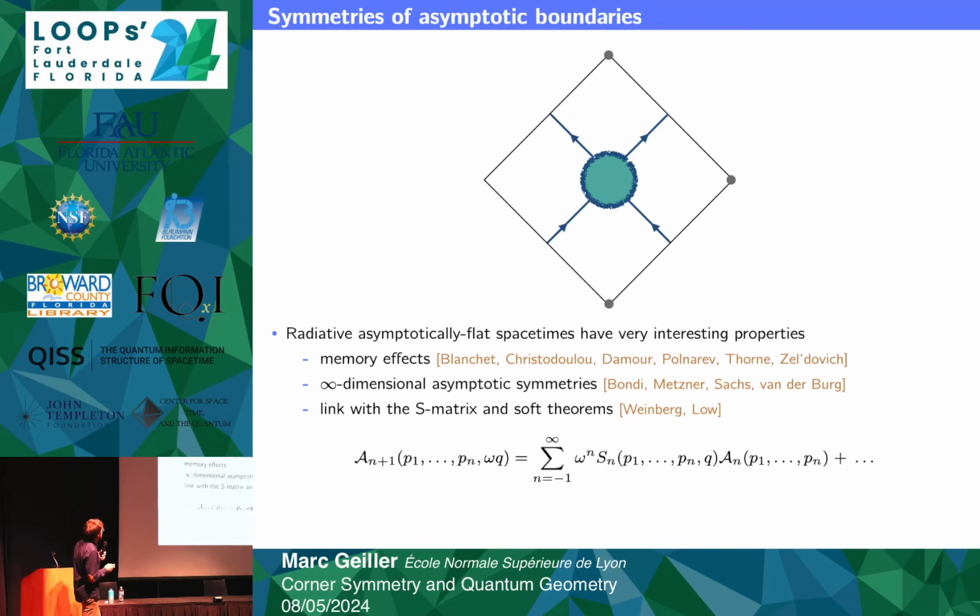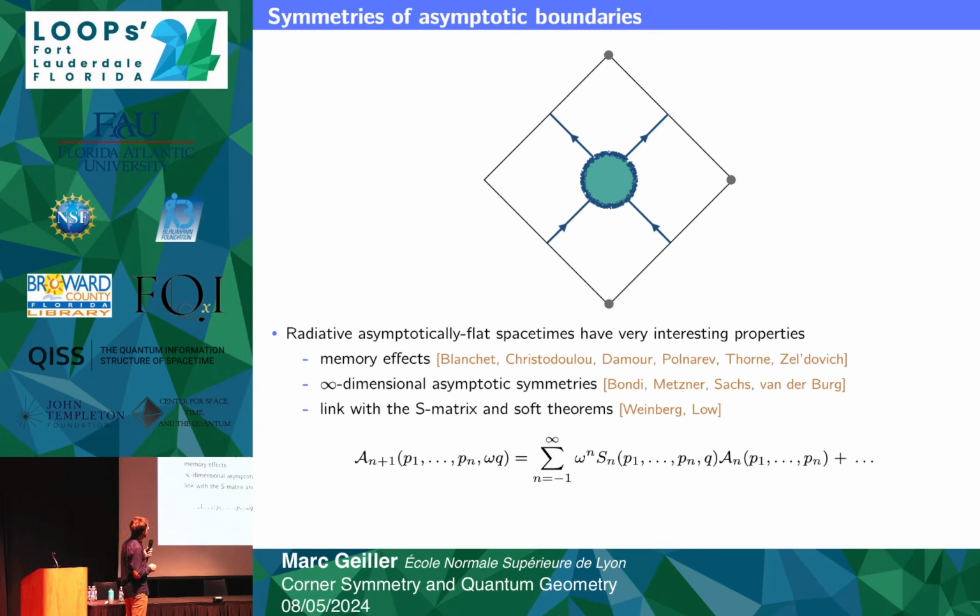And the last point is that this asymptotically flat context is also the setup in which you can talk about scattering and talk about the S matrix for general relativity or perturbative quantum gravity. In the context of the S matrix, it has been known since the 60s that there is this very beautiful Weinberg and Low soft graviton, or soft photon, or soft gluon theorem. This works for any theory of massless particles.